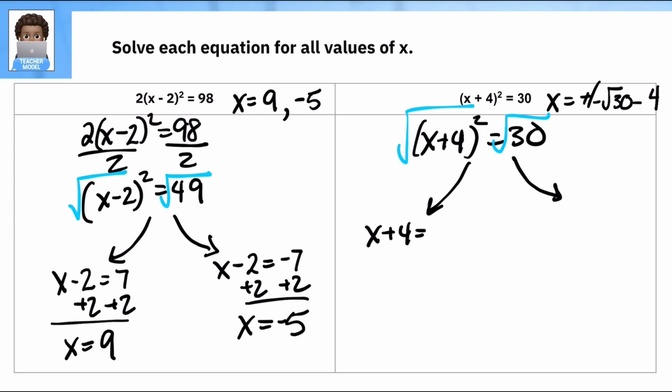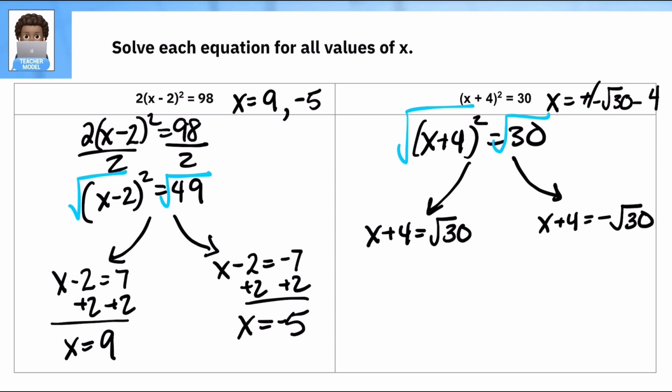x plus 4 is equal to the square root of 30 as a positive, and x plus 4 is equal to negative square root 30. And again, if you think of all the factors of 30: 1, 30, 2, 15, 3, 10, 5, and 6, there are no square numbers, so we can't simplify this any more than we already have it.